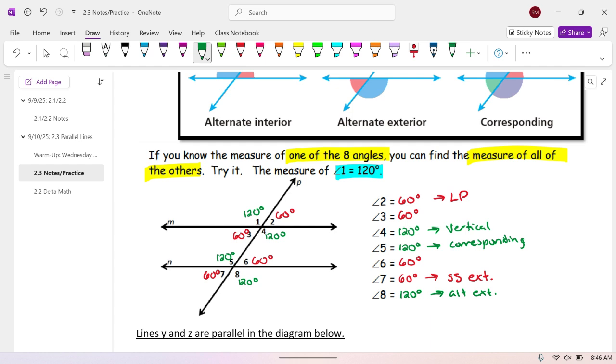So guys, when it comes to these, it's also kind of a good check for yourself. Your vertical angles should be congruent. Your linear pair should be supplementary. Your alternate interiors should be congruent. Your same sides should be supplementary. In other words, whenever you're doing this, you should get the same two angles every time. Any questions on how to do that with this?